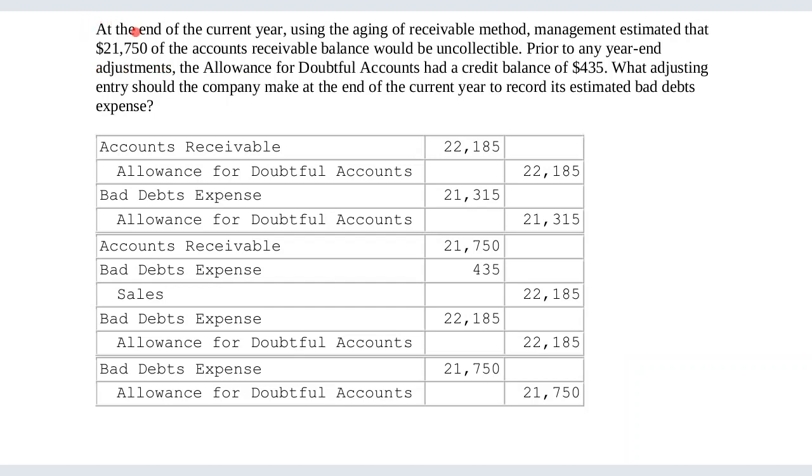Basically, we're estimating that 21,750 accounts receivable will be uncollected. Okay, and we have currently a credit balance in our allowance for doubtful accounts. So, what is the amount of the adjustment? Not the adjusting entry, but the amount.